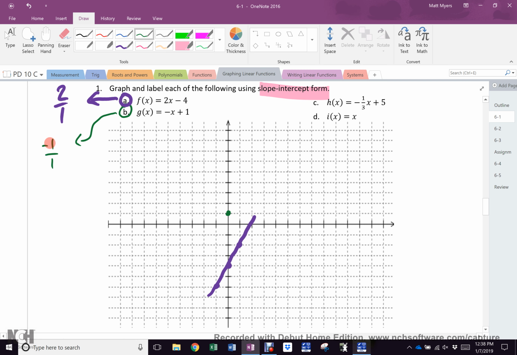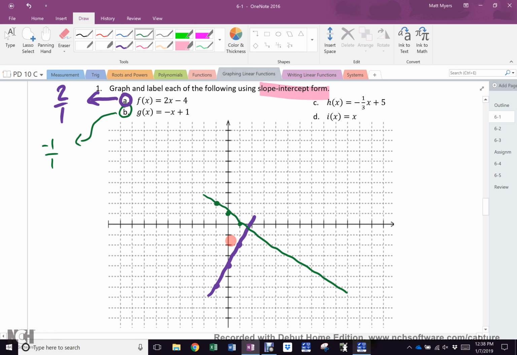So, how do I rise negatively? Go down 1. How do I run positively? To the right 1. Or, can I rise 1 and run negatively? Yes. And there is my slope.